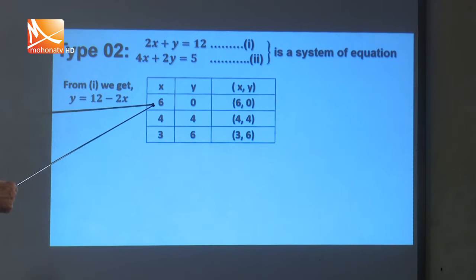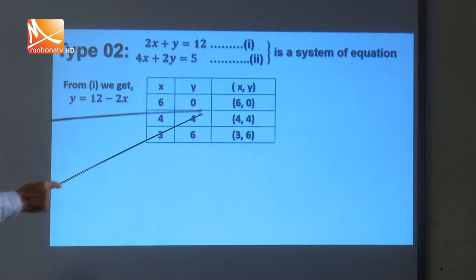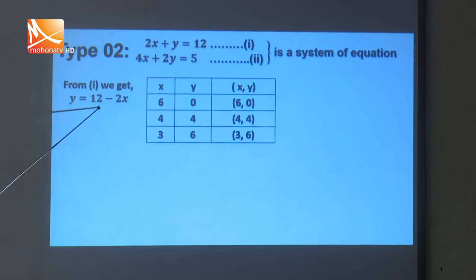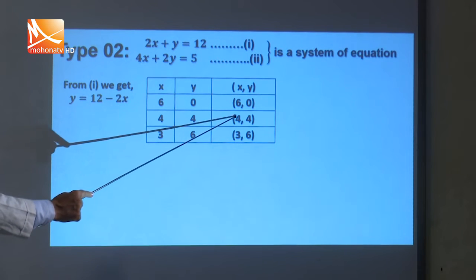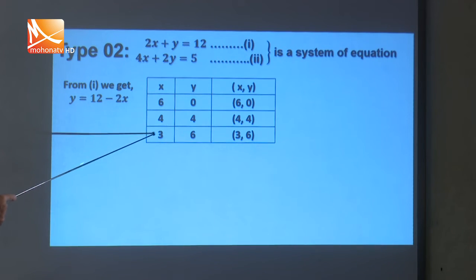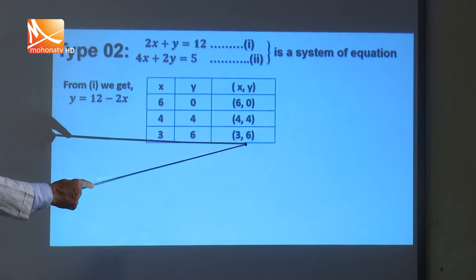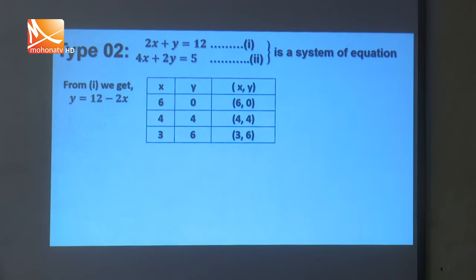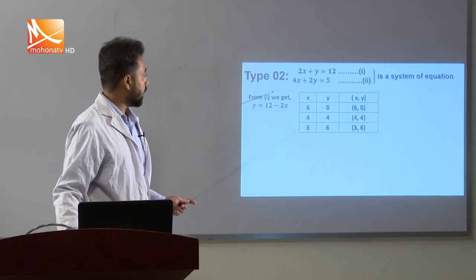Okay. So, if we take some values for x, 6, 4, 3: if the value of x is 6, then 12 minus 2 times 6, that is 12 minus 12, that is 0, and the point is 6, 0. And if we take the value of x as 4, then we will get the value of y as 4, that is, the point is 4, 4. And for the value of x as 3, we will get 12 minus 2 into 3, that is 12 minus 6, y equal to 6, that is 3, 6, isn't it? So, another point is 3, 6. Okay.